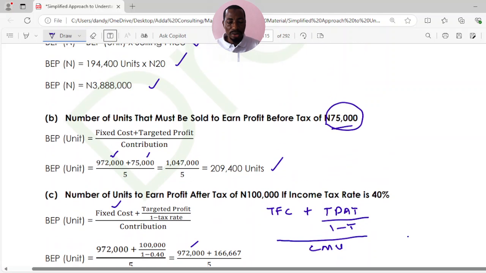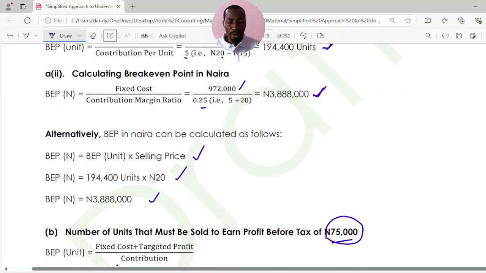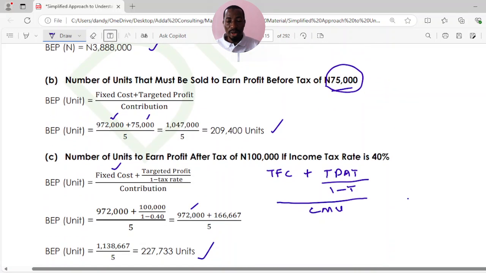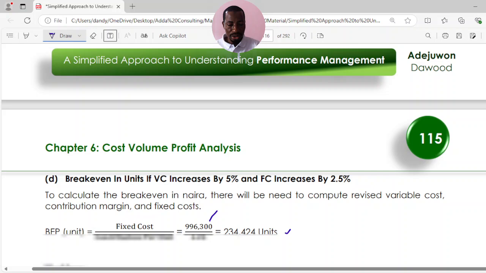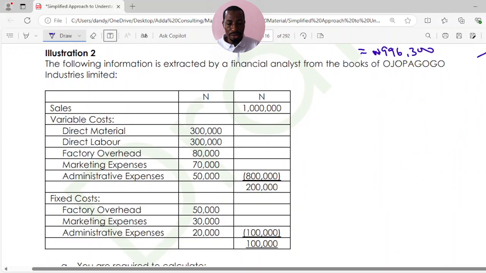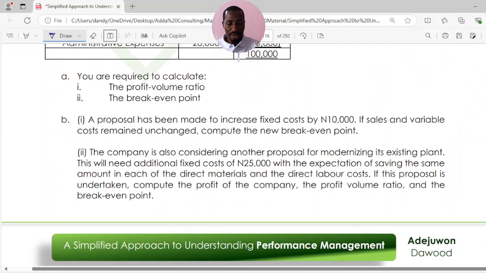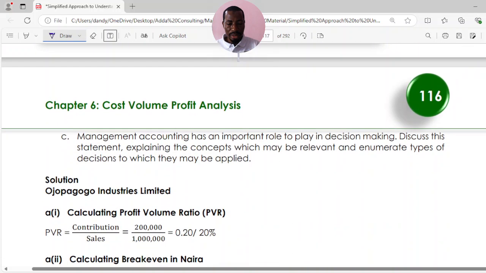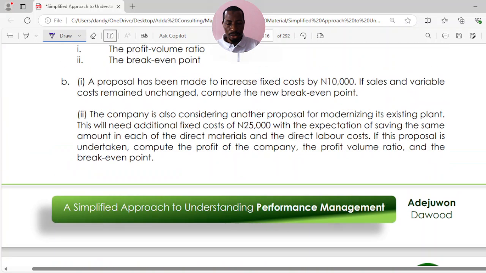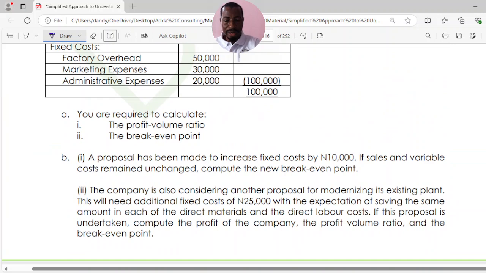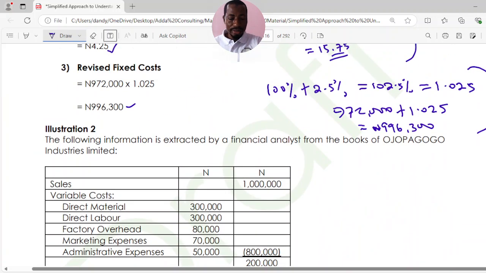Basically, this is how to calculate break-even points in units and also in naira. So at this point, we need to move to multi-product break-even. There are other examples in the question that you can try on your own. Let's have one more illustration under single product.